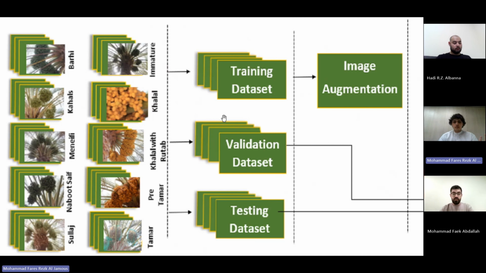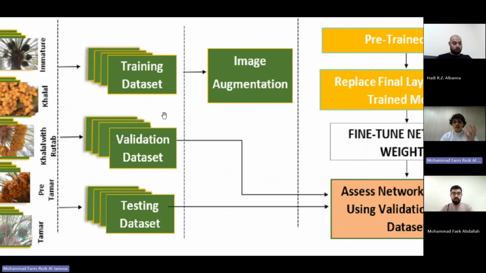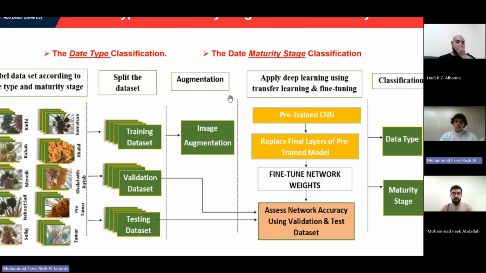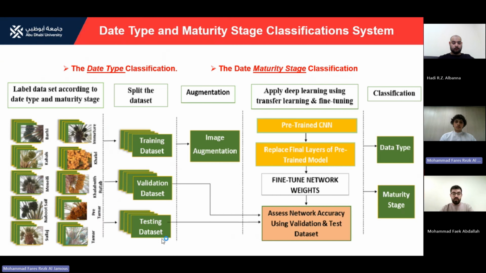To make the AI smarter, we didn't build its brain from scratch. Instead, we used a transfer learning model, which means we took an AI that already knows how to recognize basic shapes and pictures, and we just taught it at the final step how to recognize our specific dates. At the end, after our classification system, we will get our date type and maturity stage. And now we will proceed with my colleague Hadi.